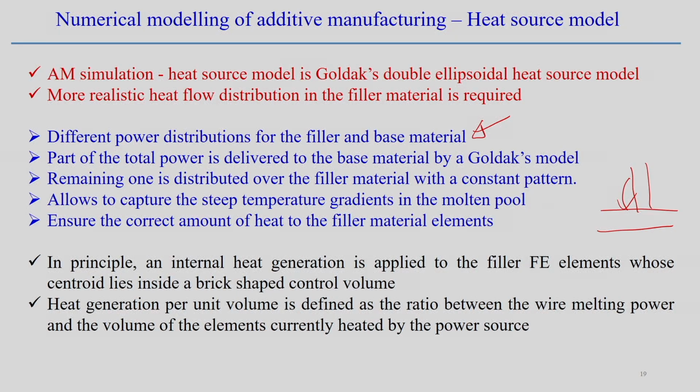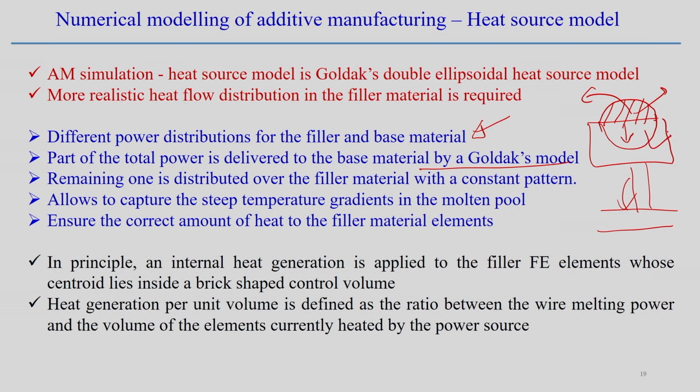Therefore, part of the total power is delivered to the base material by Goldak's model. That means, suppose this is the substrate material and this pool is developing, so this part over the substrate material you can consider as a Goldak's double ellipsoid. Some part of the energy is transferred to the domain in the form of Goldak's double ellipsoidal heat source model. But some material deposition is also there. So, for this material deposition the intensity can be uniform, and accordingly you can make the energy balance from the material deposition, and some part of the energy can be accounted for this material deposition.